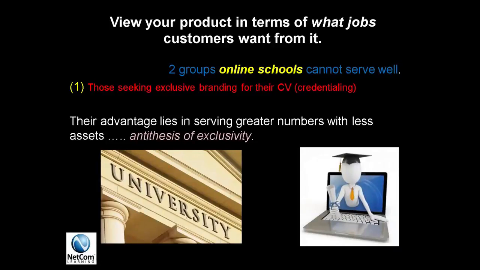So again, we're going to view our product in terms of what jobs customers want from it. One job that people want from online education or a university degree is seeking exclusive branding of their resume. But an online university, like University of Phoenix, their advantage lies in serving greater numbers with less assets. And that, of course, is the antithesis of exclusivity.